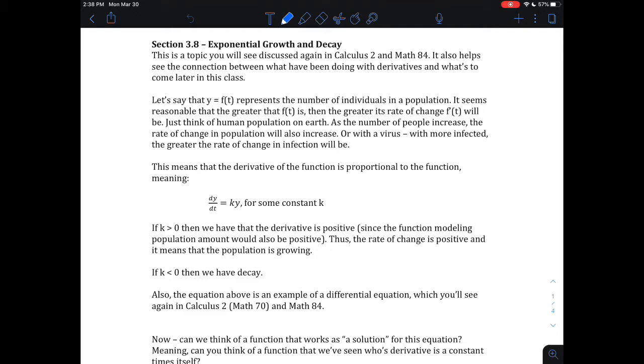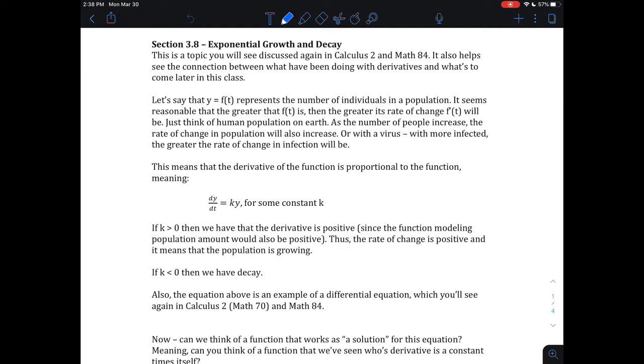So first, let's say that y equals f of t represents the number of individuals in a population. It seems reasonable that the greater that f of t is, then the greater its rate of change f prime of t will be. For example, just think of human population on Earth. As the number of people increases, then the rate of change of population will also increase. Or, a little more relevant to our current situation, with a virus, with more people infected, the greater the rate of change in infection will be.